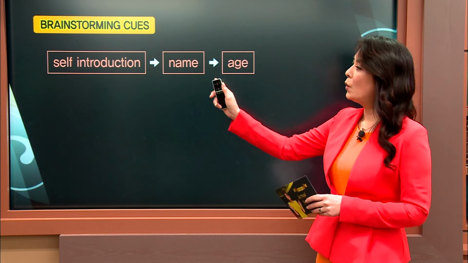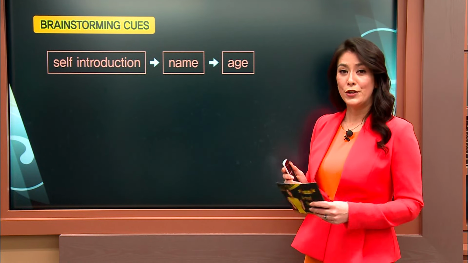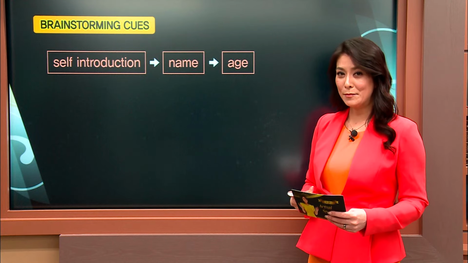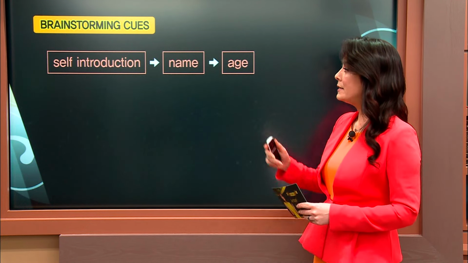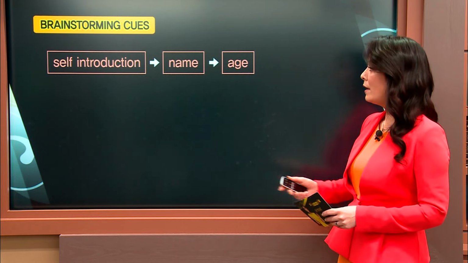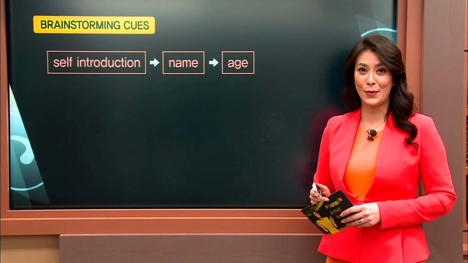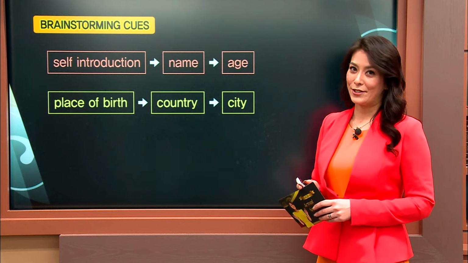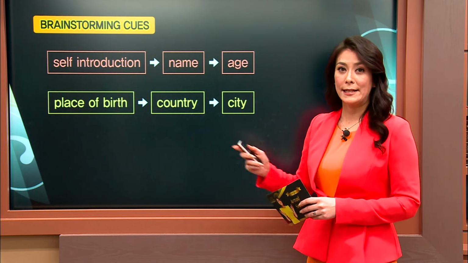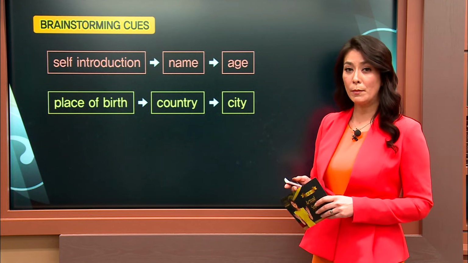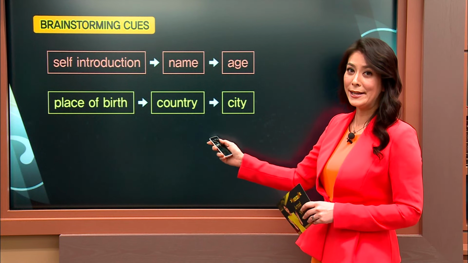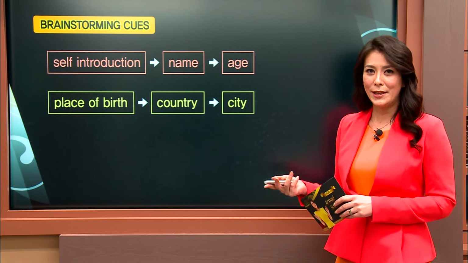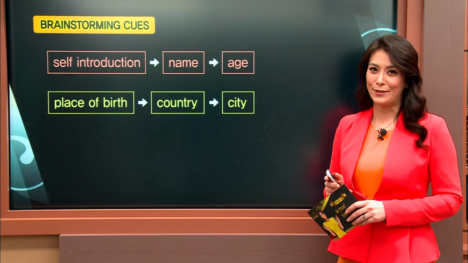So, once again, when you are talking about yourself, you can begin very, very comfortably and naturally by telling the person your name. And then perhaps you can talk about your age as well. What else can we talk about when we are giving a self-introduction? You can talk about your place of birth, meaning where you were born. You can mention the country, the city, the town, the village, anything you want to.